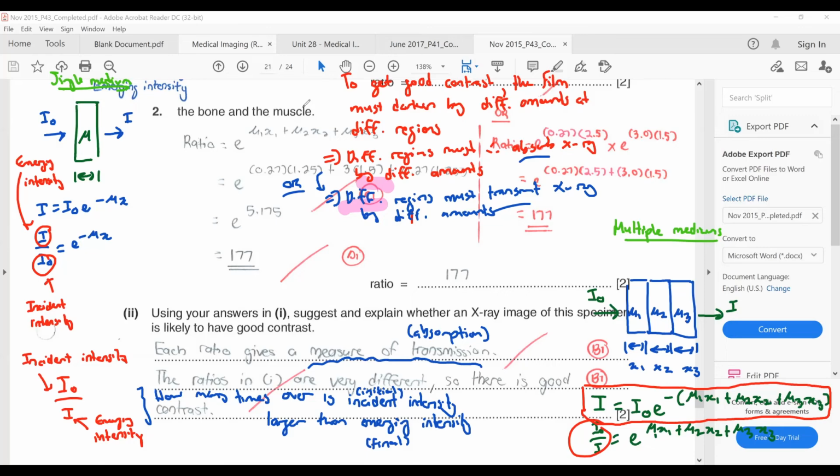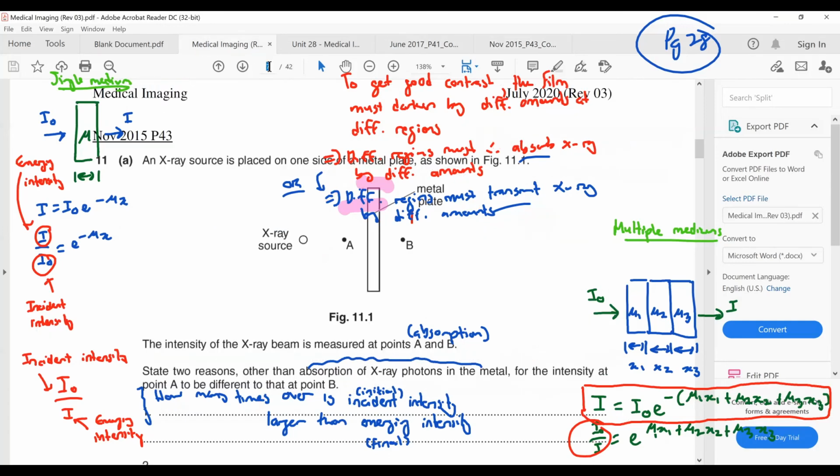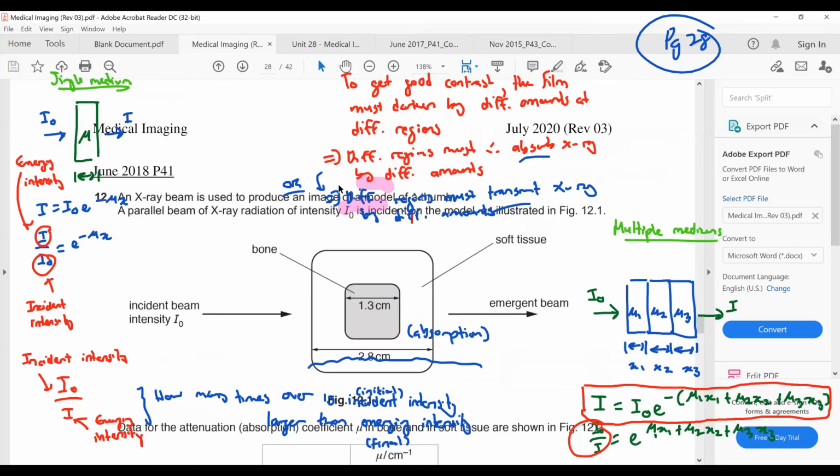All right, okay, so that is page 7. Then after that, you have page 28. So I will look at page 28 if you're okay with this. Okay, 28 should be quite fast. We can do this very quickly. If you have a look at page 28, 28 is this one. This is June 18 P41. So this one I'll just breeze through very quickly.